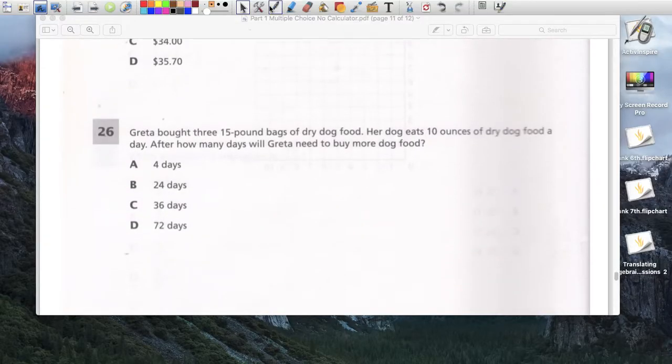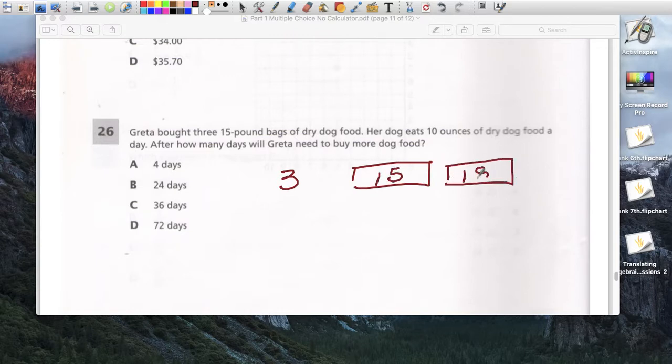Greta bought, what did she buy? 15 pound bags. So here's a 15 pound bag, here's another 15 pound bag, and here's another 15 pound bag of dry dog food. So three bags. Notice that for most questions you can sort of draw a diagram. It does help you visualize this.